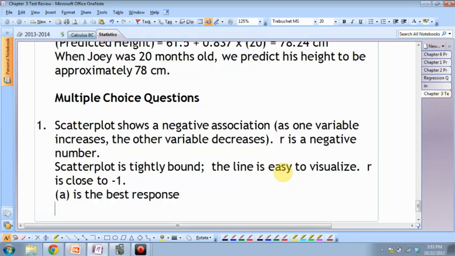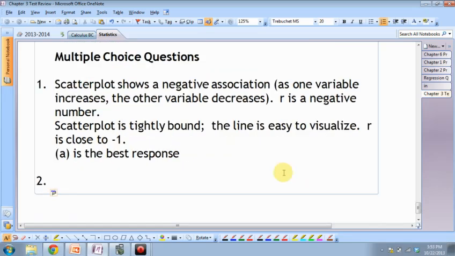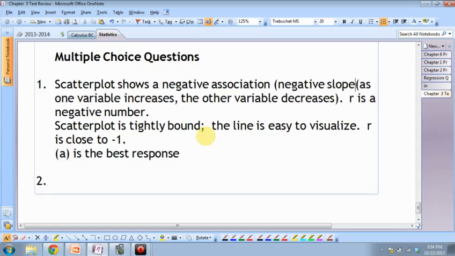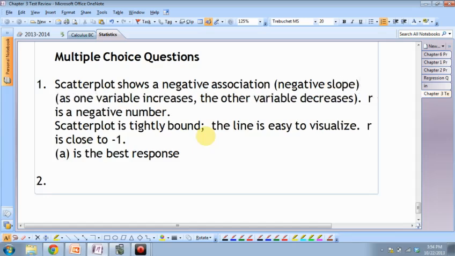Can you also say that the reason it's R is closer to -1 because the slope is negative? Yeah, that's the first part here. Okay. R is a negative number because there's negative association. Got it. Let's put that in there.